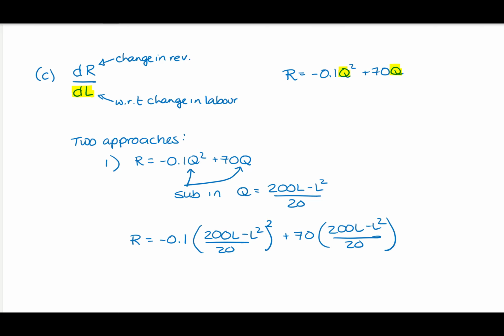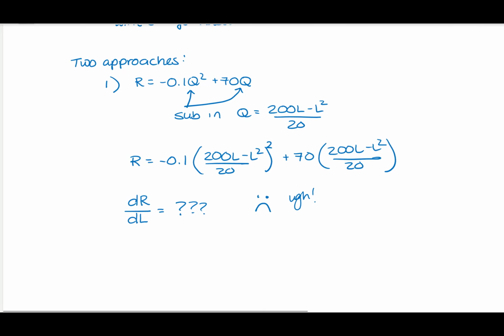And then from here, I could figure out what that derivative dR by dL is. And that's a little bit of a nasty derivative. So I'm not sure I want to do this. Ugh. If I have to, I could. But if I don't have to, if there's an easier way, why wouldn't I take it? So let's think about the other approach. I said there's two approaches. Maybe the other approach is more enticing. And that is leveraging info on other changes.